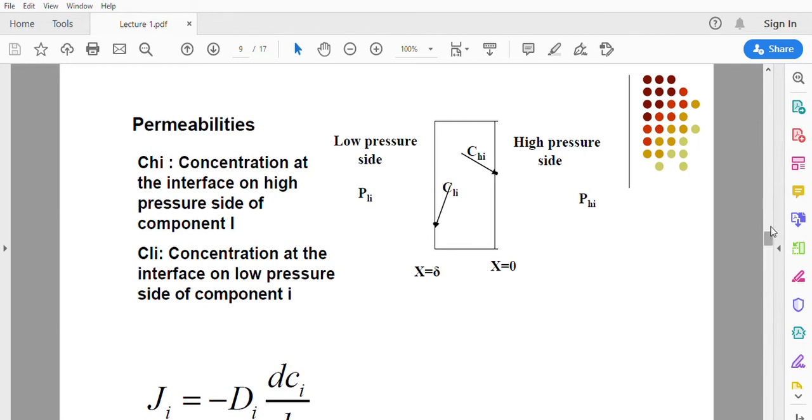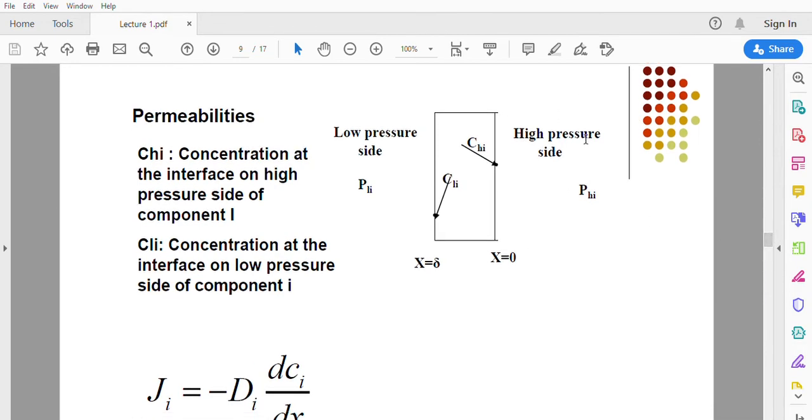So this is the diagram of the membrane based gas separation system. Here you have the high pressure side. Suppose i is a species, so the partial pressure of the ith species is phi. And here is the low pressure side, which is the product side, where the partial pressure of the ith species is pli. Okay, so this is the coordinate system.